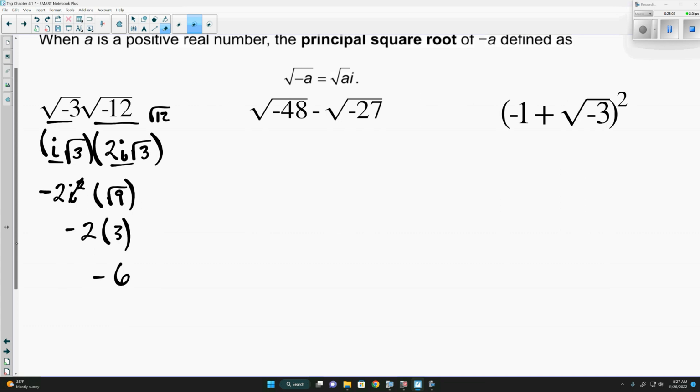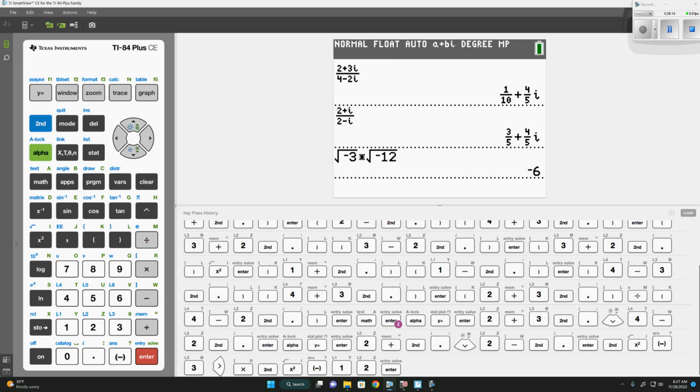Any questions on the first one here? So I would simplify it down and go from there. You could try plugging it into the graphing calculator first, seeing if it gives us a nice answer. If not, we'll have to work it another way. So here we can try this in the calculator.